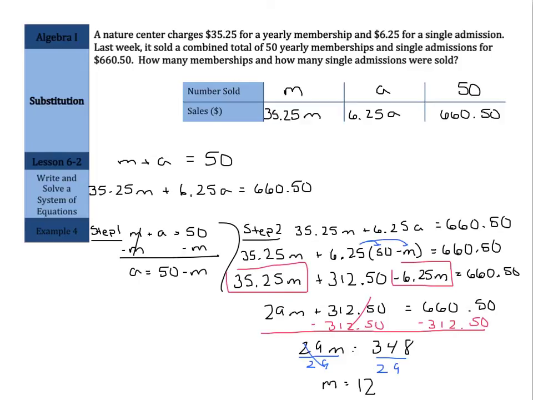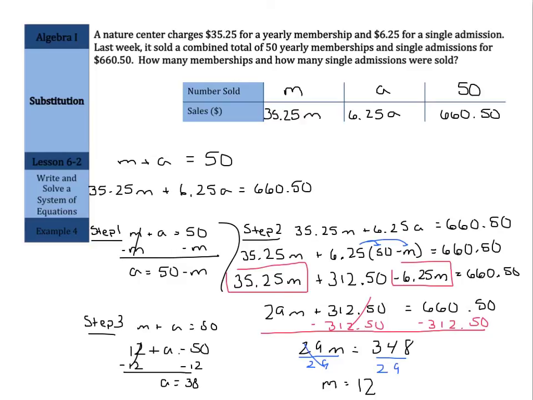Now, you're not done yet. You've solved that the yearly memberships are 12. What about the single admissions? Well, we'll come over here for step 3. Let's use our easy equation, M plus A equals 50. We know that M is 12, so we're going to put 12 in for M. 12 plus A equals 50. Now we can subtract 12 from both sides, a much easier equation to solve. And A is going to equal 38.